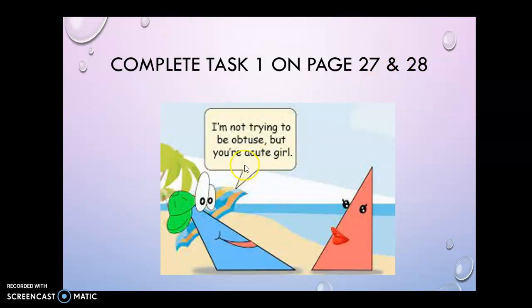Little joke, I'm not trying to be obtuse, but you're acute, girl. It's a little something to leave you there.